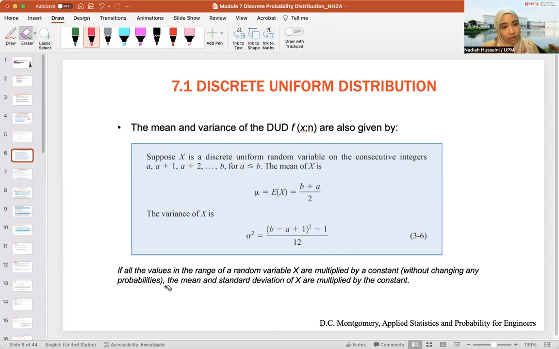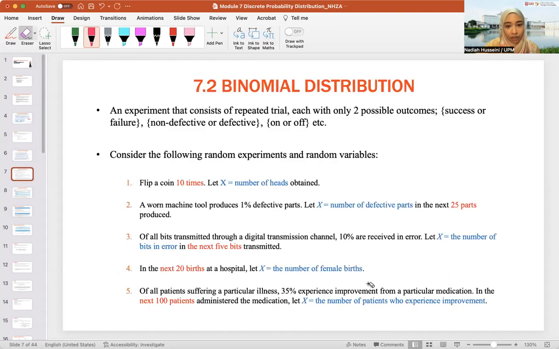The condition here is that the probability must be the same. The mean and standard deviation are multiplied by the constant. So please try to apply this in your exercises later and see how it affects your results.